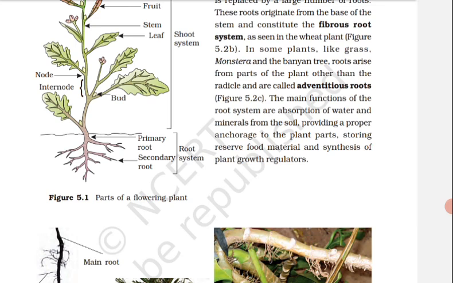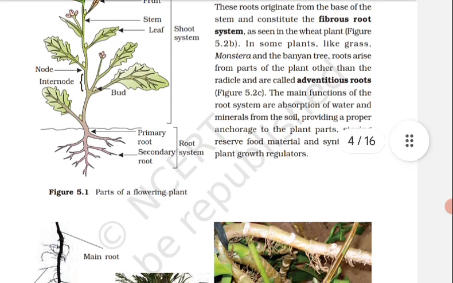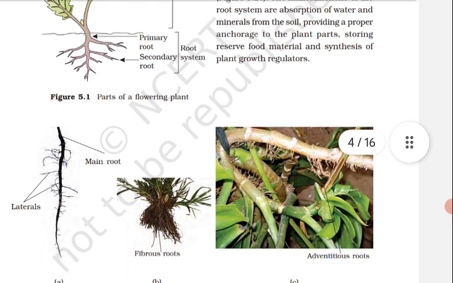The cells of the elongation zone gradually differentiate and mature. Hence, the zone proximal to the region of elongation is called the region of maturation. From this region, some of the epidermal cells form very fine and delicate thread-like structures called root hairs. These root hairs absorb water and minerals from the soil.